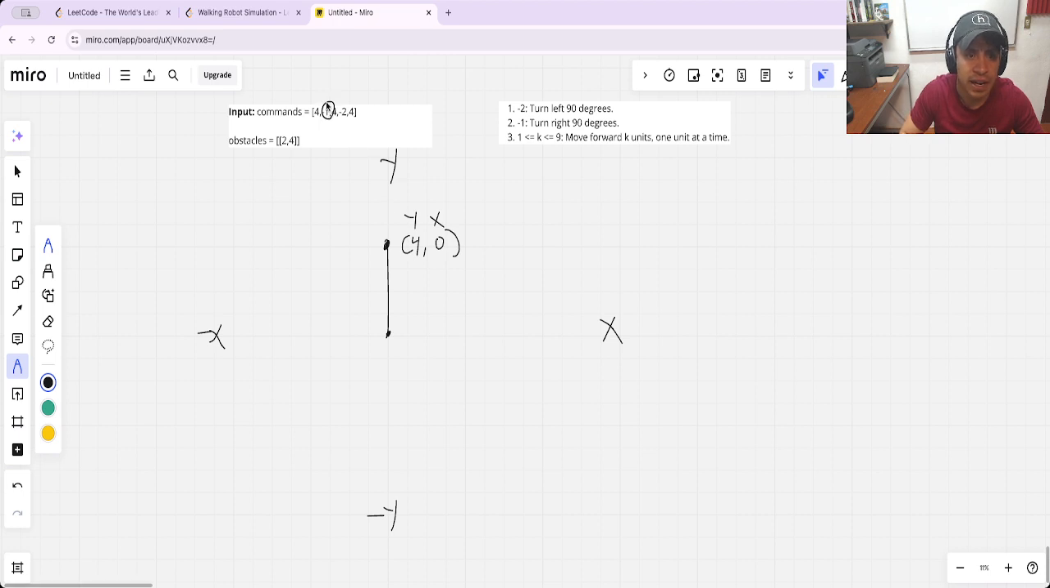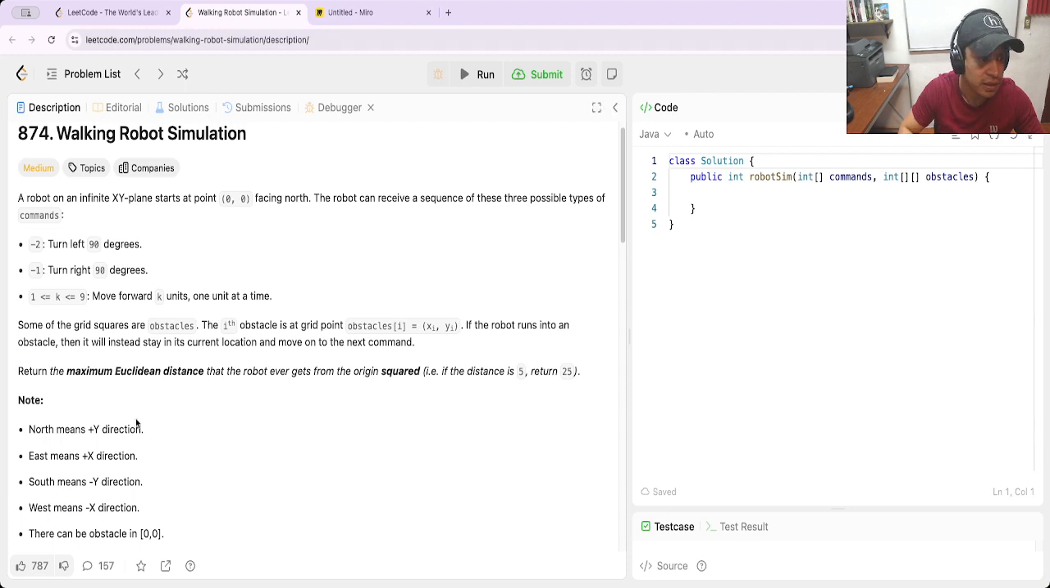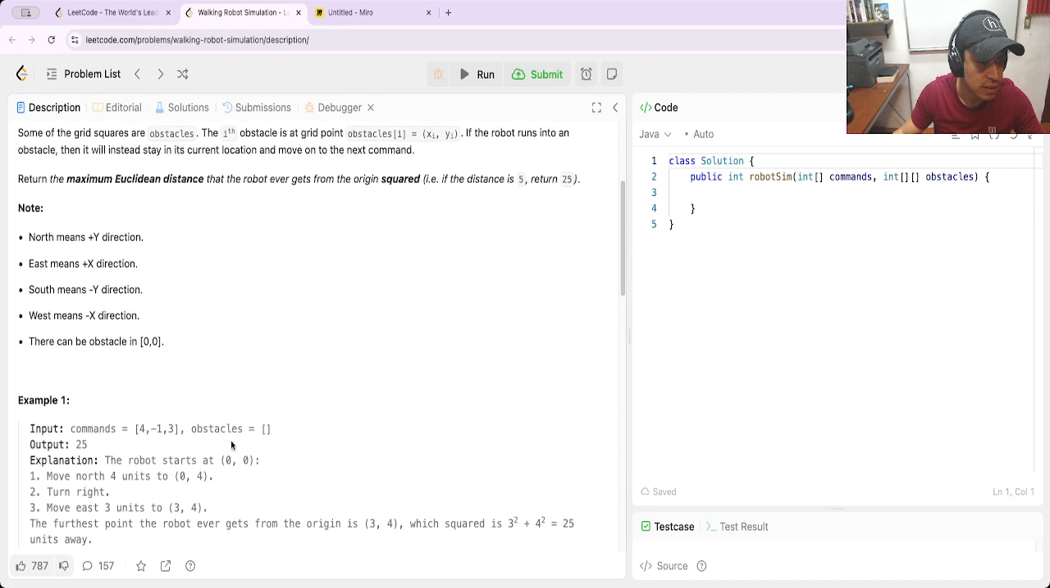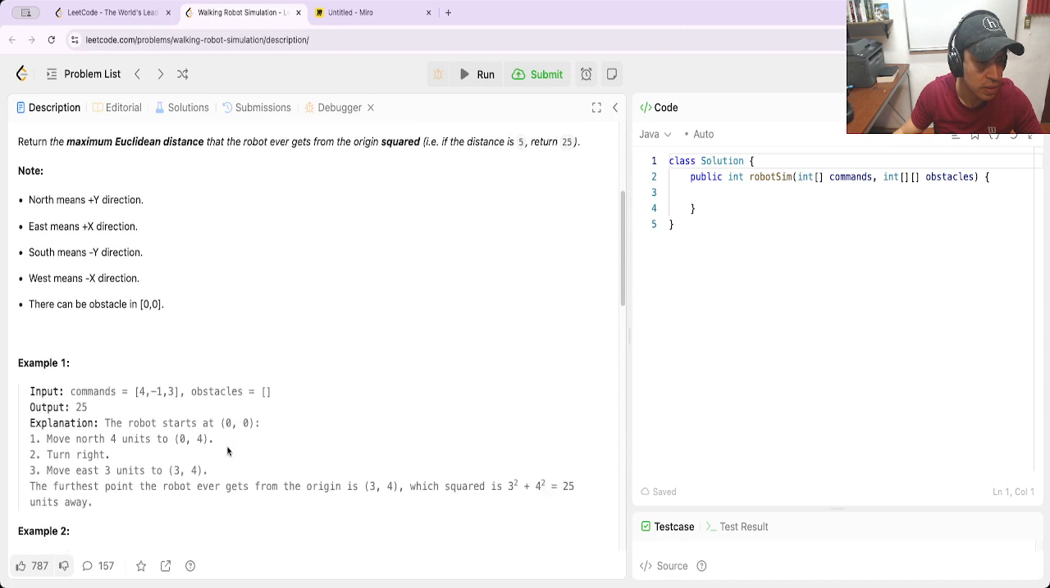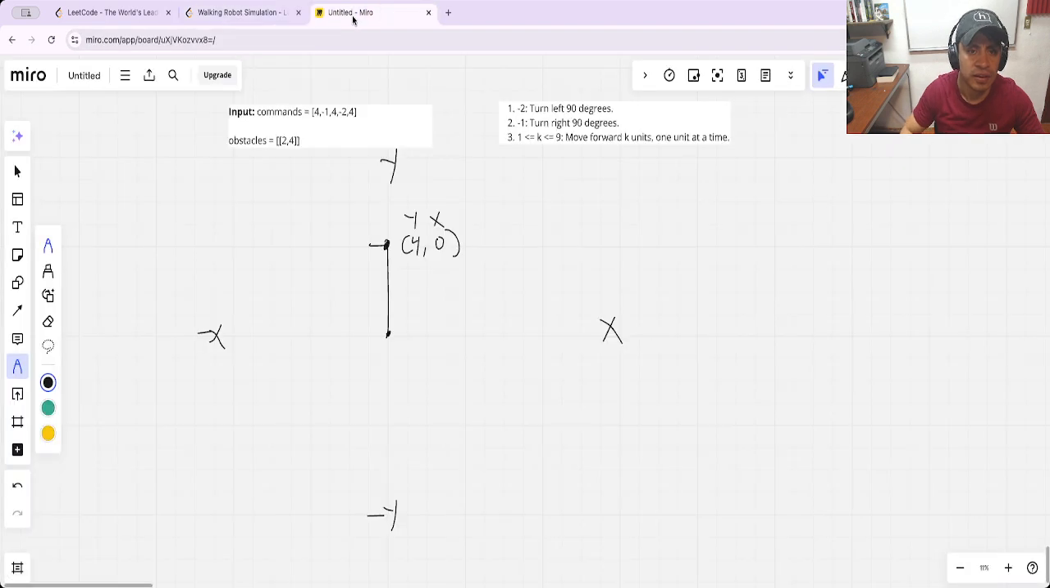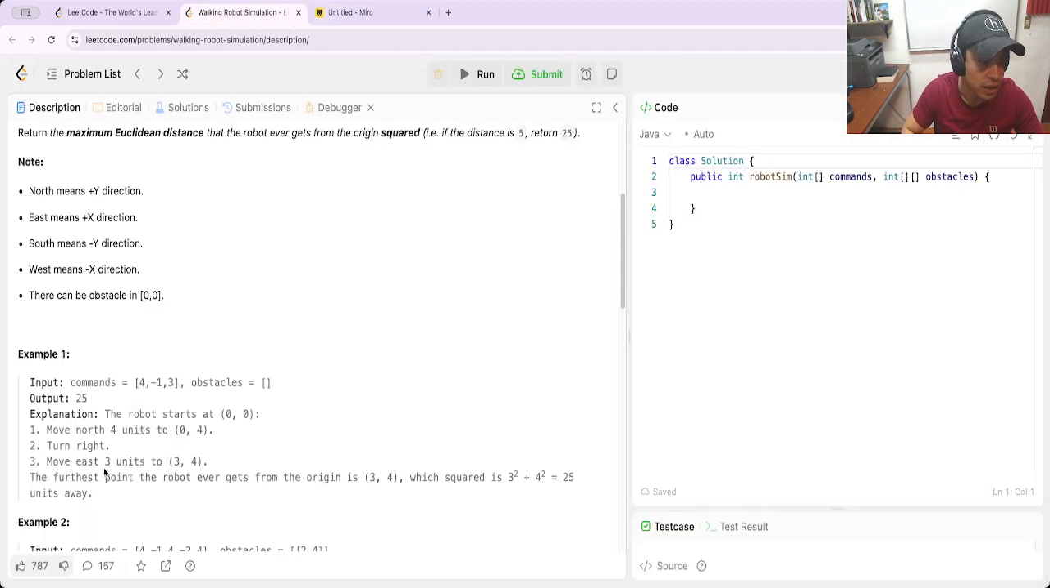Now the next command is minus 1, which is turn right 90 degrees. I'm not sure if it's in this way. Let me check. No, here it is in the positive order. The first is X and Y, 0, 4. Now turn right.